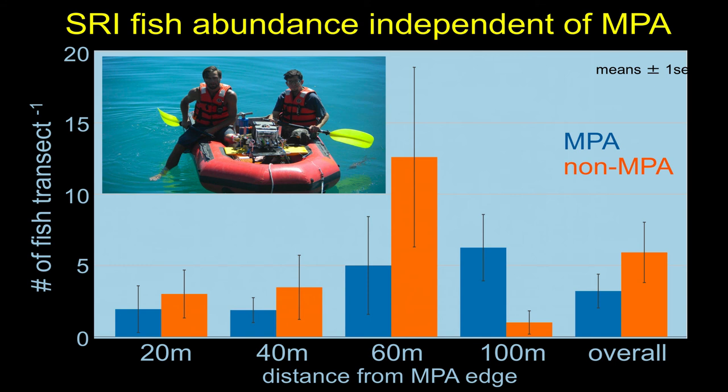And so this first bar is when we go 20 meters in from the edge, either 20 meters in or 20 meters out, there's no statistically significantly different amount of fish. Right? There's a hint for a little more orange, but with the error bars, they're not statistically significantly different. So the amount of fish that are 20 meters in versus 40 versus 60 versus 100, maybe 100, but overall, there's no difference. If anything, there's more fish outside as opposed to inside. Okay?